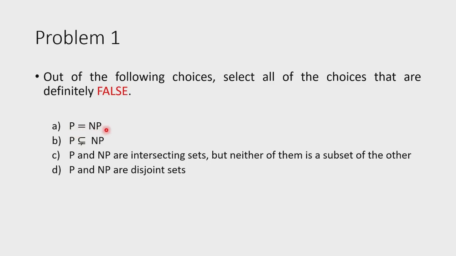Okay, so let's go over the options one by one. Do we know that P equals NP is false? No, we don't know. We don't know a proof for this, so we cannot say that this option is definitely false.